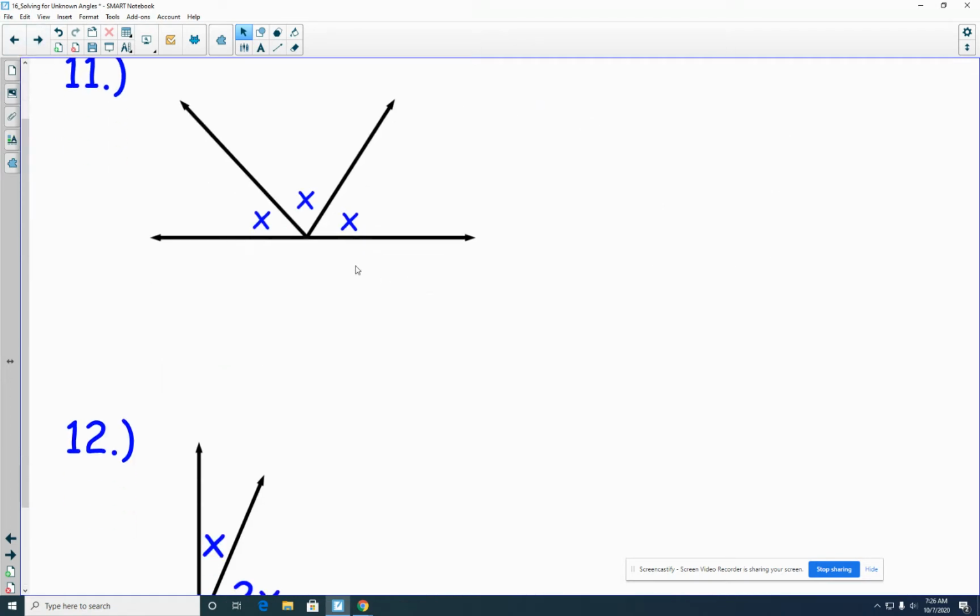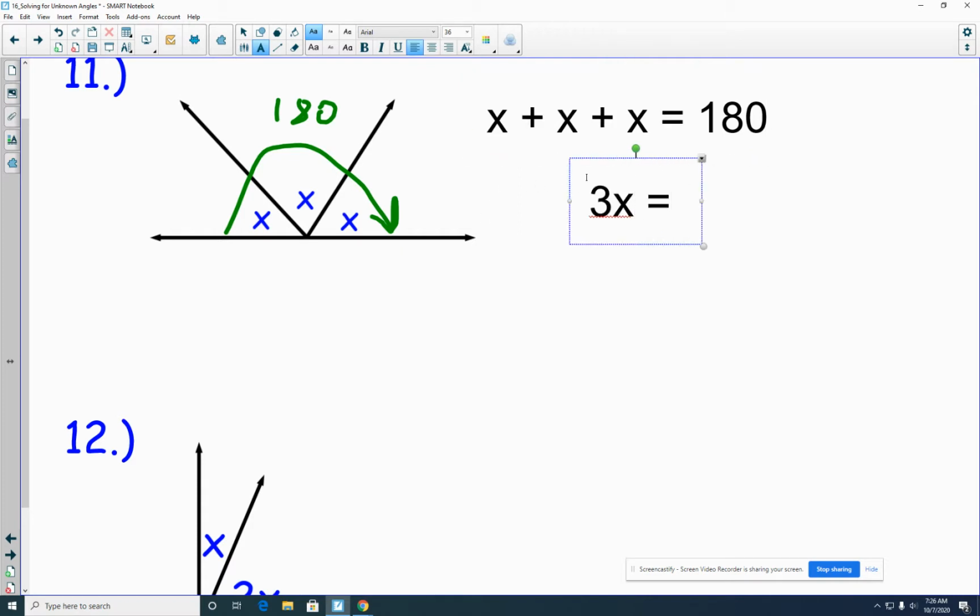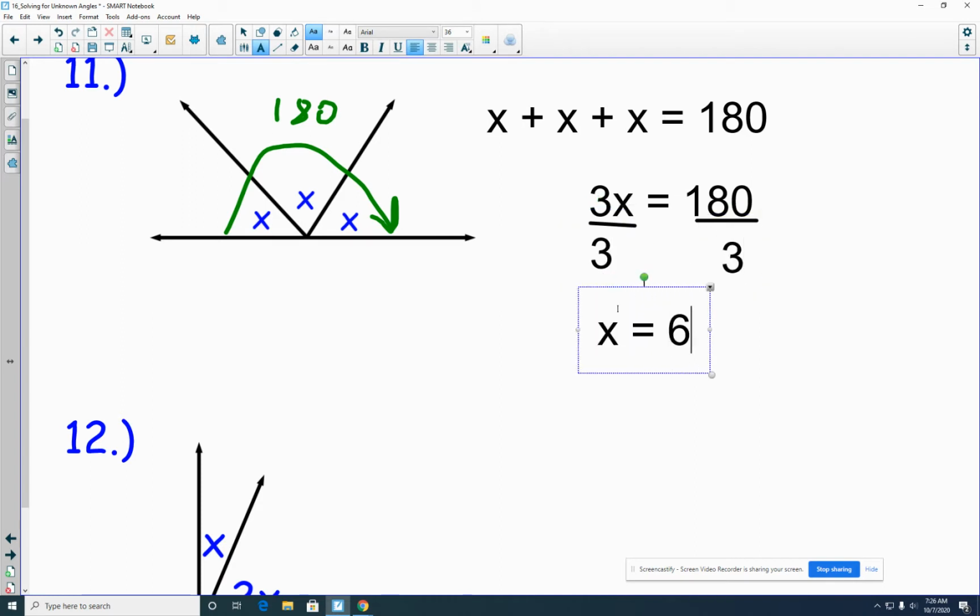Okay, number 11, 3 angles that are all on a straight angle or form a straight angle. That means that they are going to sum to 180. So this is interesting, right? But it's nothing different. We have x plus x plus x equals 180. We'll combine like terms and you have 3x equals 180. You want to get x by itself, so divide by 3, and x equals 60.